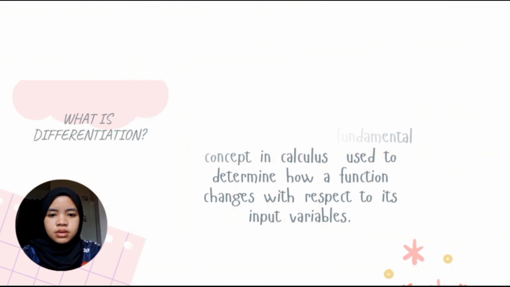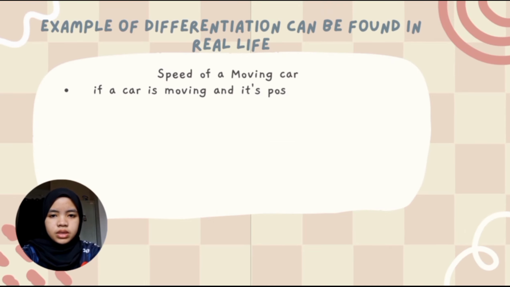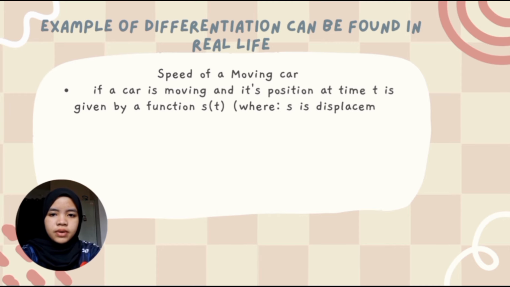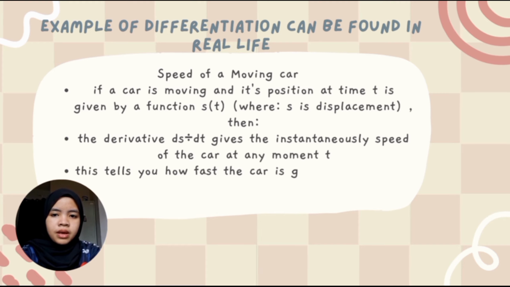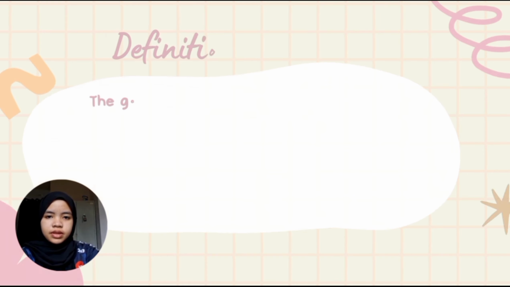This is an example of differentiation that can be found in real life, which is the speed of a moving car. If a car is moving and its position at time t is given by a function s(t), where s is displacement, then the derivative ds/dt gives the instantaneous speed of the car at any moment t. This tells you how fast the car is going at the exact point in time, not just over a time interval. Definition of derivative.